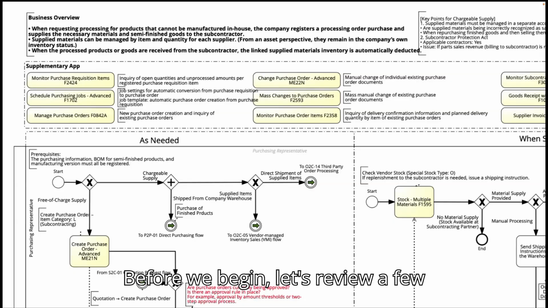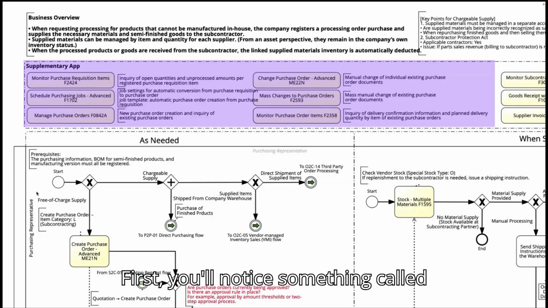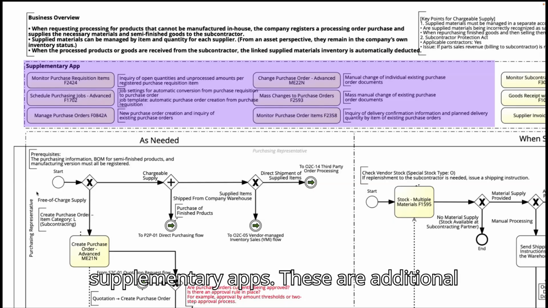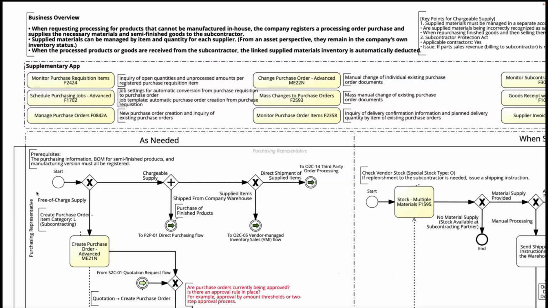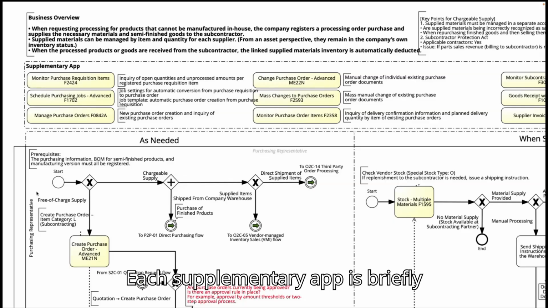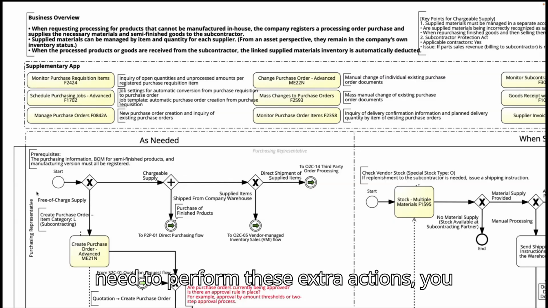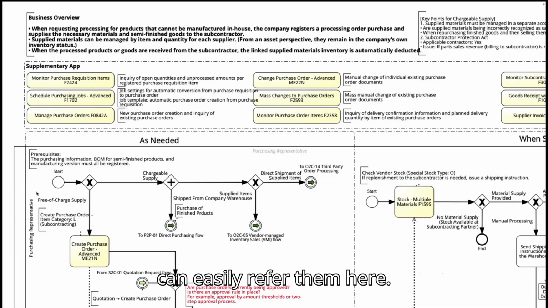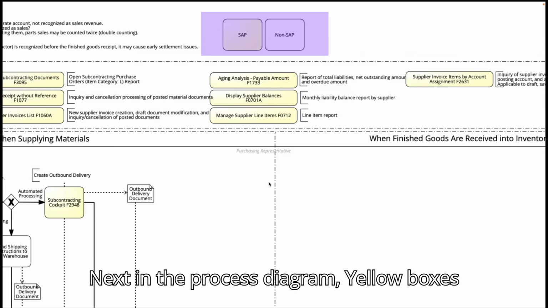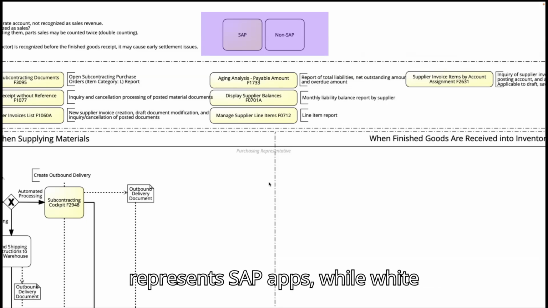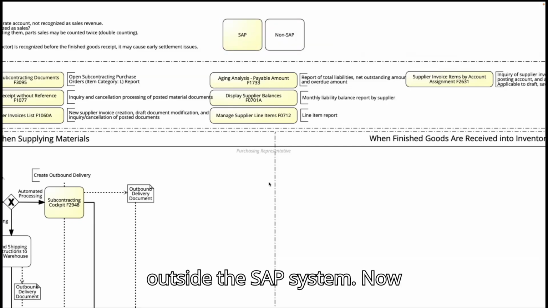Before we begin, let's review a few things you'll see in this flow. First, you'll notice something called supplementary apps. These are additional or optional SAP apps that can be used alongside this process. Each supplementary app is briefly described on the diagram, so if you ever need to perform these extra actions, you can easily refer to them here. Next, in the process diagram, yellow boxes represent SAP apps, while white boxes represent tasks done outside the SAP system.